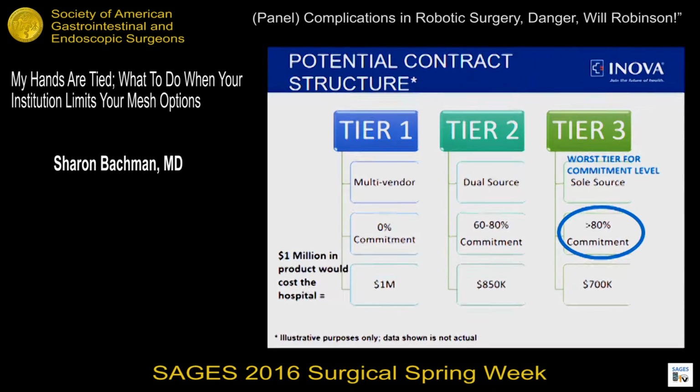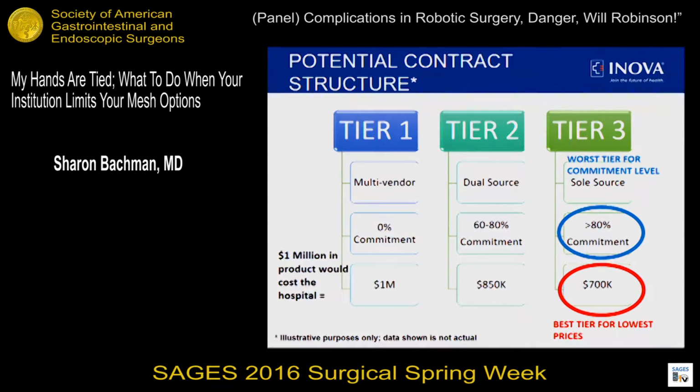And finally, in tier 3, it's kind of the worst in terms of commitment. You're really restricted. You're saying, I will use over 80% of one company's mesh, but in exchange, you're getting 30% off. And so this is the best tier for pricing.